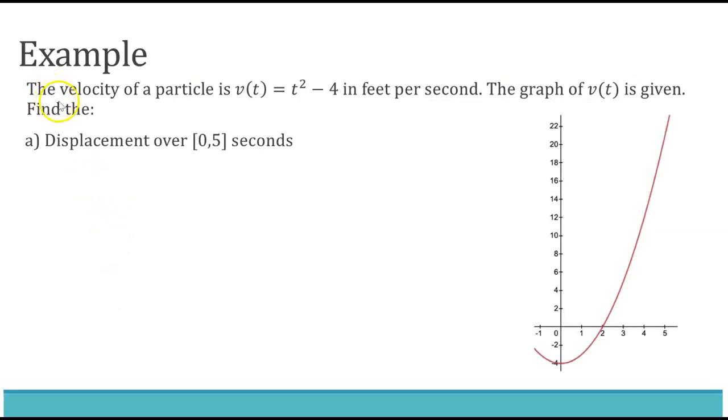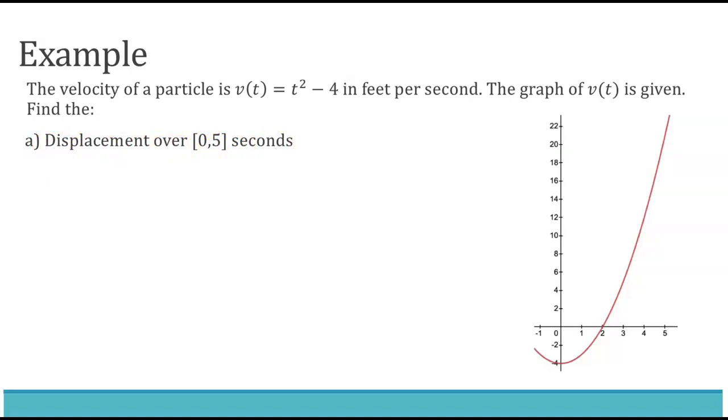Let's go ahead and do an example. We're given the velocity of a particle is v of t equals t squared minus 4 in feet per second. The graph of v of t is given. Part A is asking for the displacement over 0 to 5 seconds.